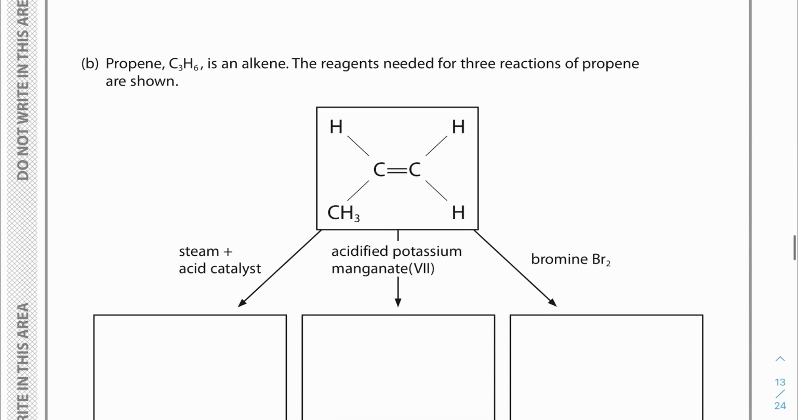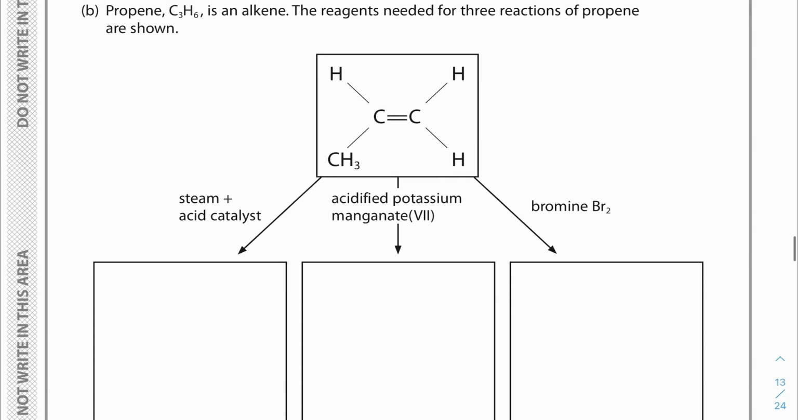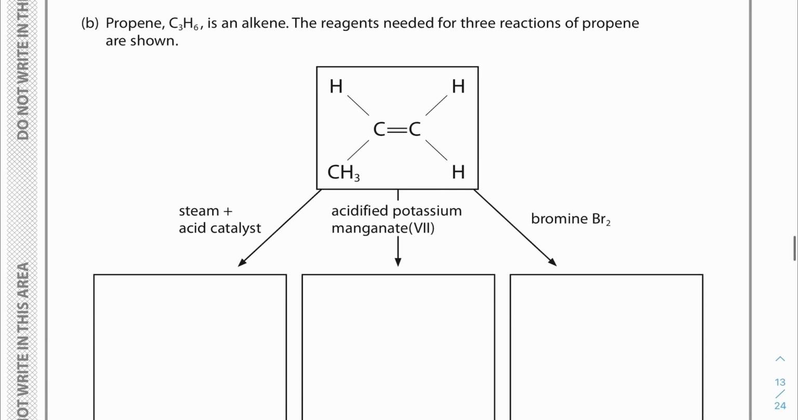Okay, so propene is an alkene. The reagents needed for 3 reactions of propene. So propene reacts with steam plus acid catalyst. That's an addition reaction, right? This should give us an alcohol. Acidified potassium manganate, we should get a diol here. It's also oxidation. And bromine, that's just halogenation. So that's pretty straightforward.